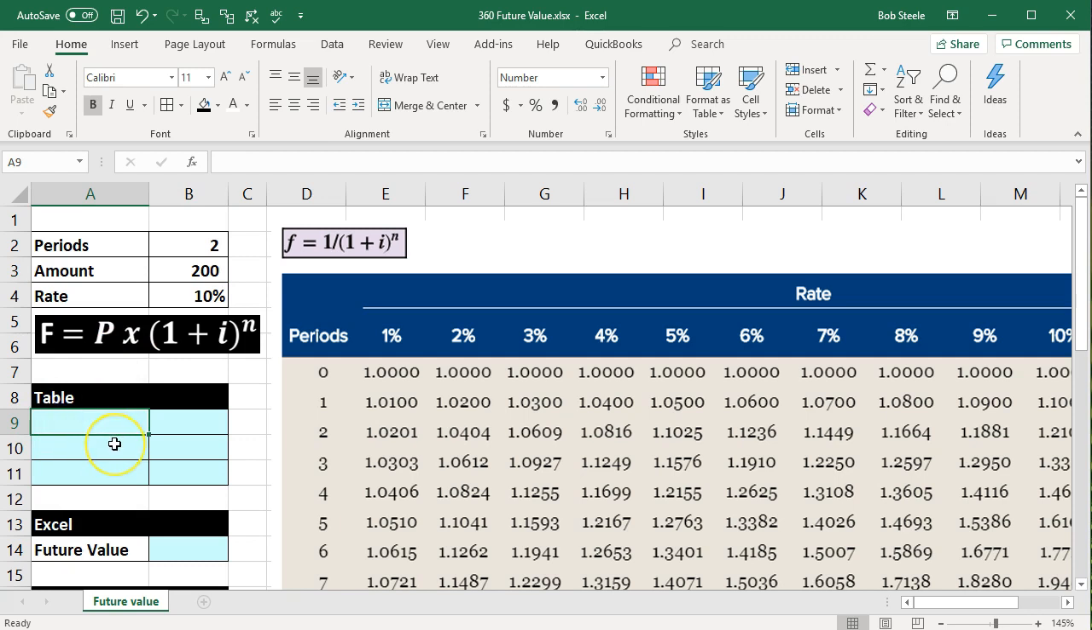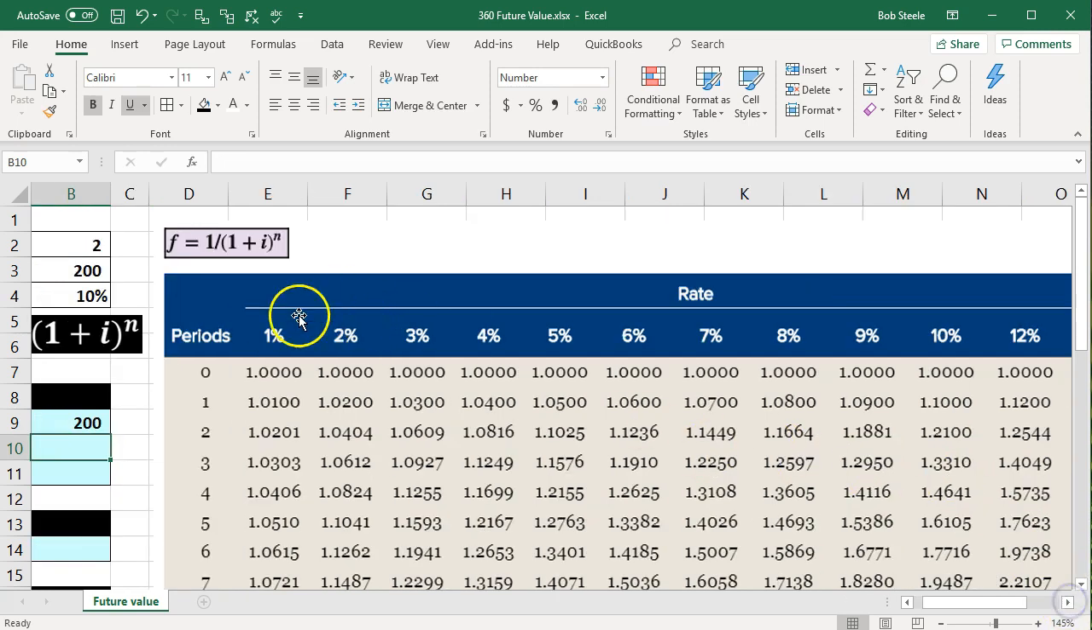Okay, so given that in mind, we're going to use the table first. So using the table, we're just going to take the amount, which is going to be, of course, the $200. And then we're going to use the table on the right here to find the rate. Note we have the periods on the left, and then across the top, we've got the percentages. We're looking for 10%, and we're looking for 2 time periods. So we're looking at the 1.21.